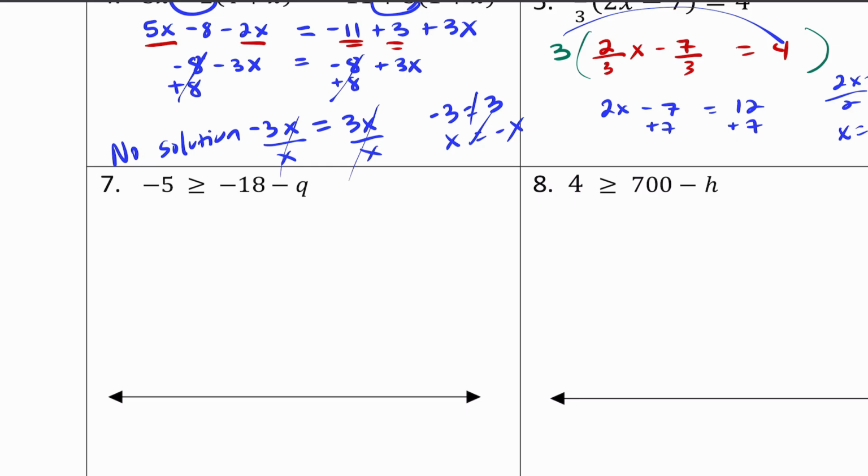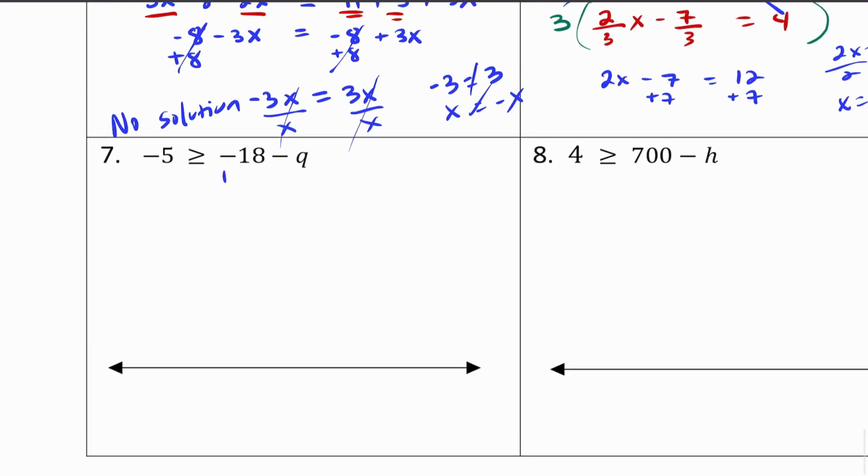So we're going to add 18 to both sides. So here I'm left with 18 minus 5, that's 13, which is greater than or equal to negative q. I'll divide both sides by a negative 1. So that's negative 13. Then we flip the sign, and then q. So negative 13 is less than or equal to q.